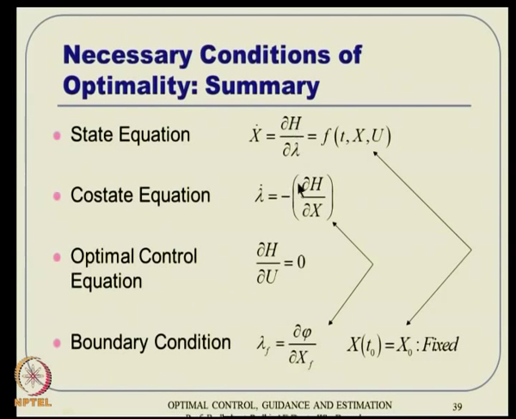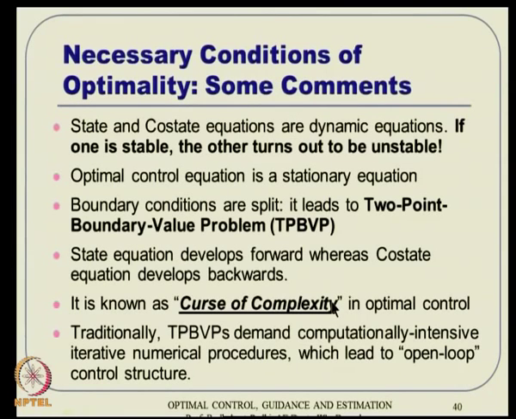Even though it is a 2n dimensional problem, the boundary conditions are partly given at the initial time and partly at the final time. That is the whole problem essentially. This is known as the curse of complexity, and it is also known as a 2-point boundary value problem, which demands computationally intensive iterative numerical procedures, and it leads to an open loop control structure as well. That is the type of analysis, and that is the difficulty of the problem.